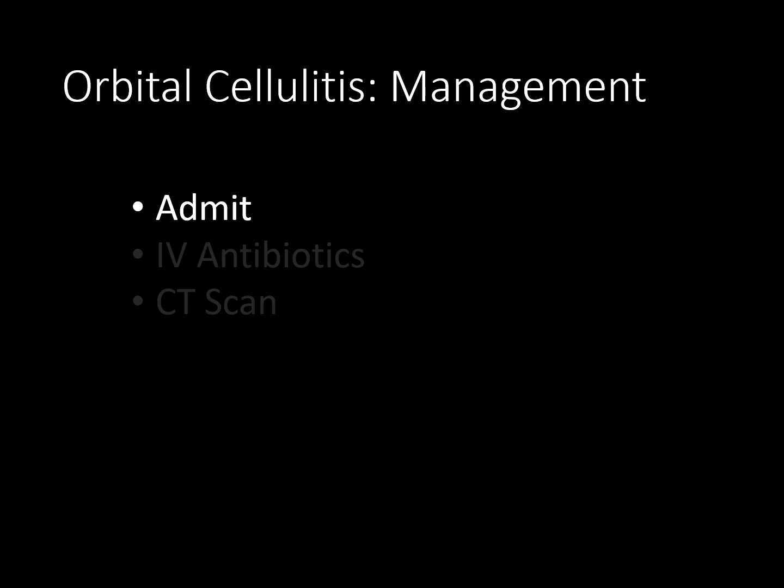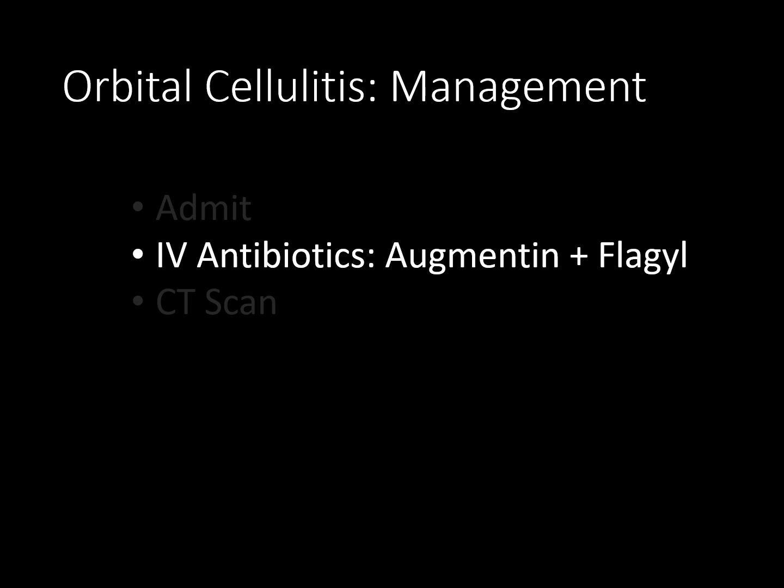So the management of orbital cellulitis, when you suspect that, is you can admit the patient straight away and inform ophthalmology about the patient. You can start on IV antibiotics. Say you want to maybe refer the patient in, or you're just treating it at your own base hospital. Start the IV antibiotics with Augmentin and Flagyl. The alternative is just a cephalosporin, but the standard of treatment is still with Augmentin and Flagyl intravenously.